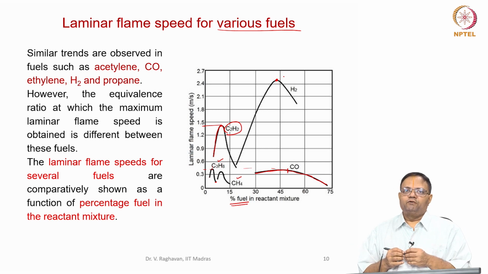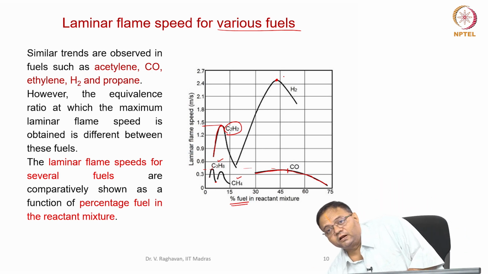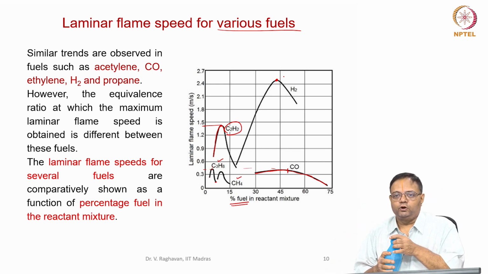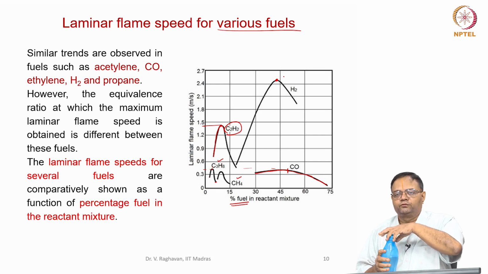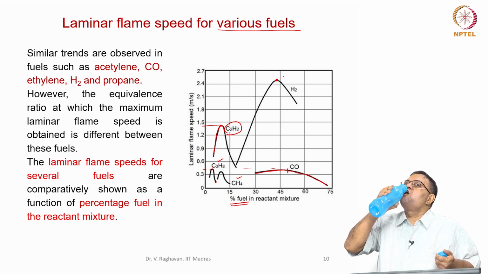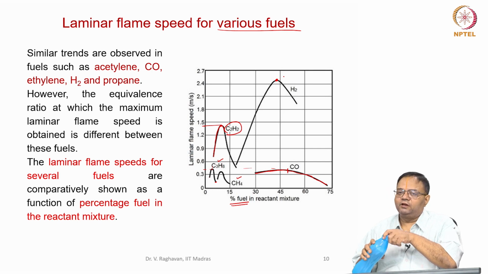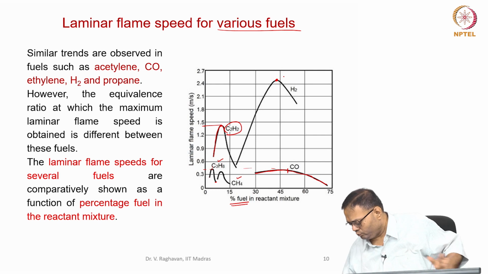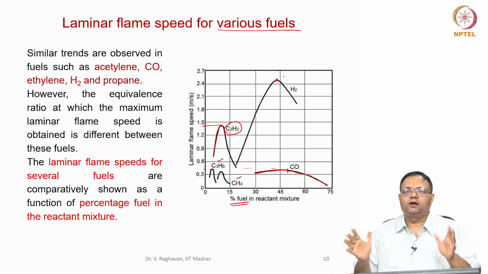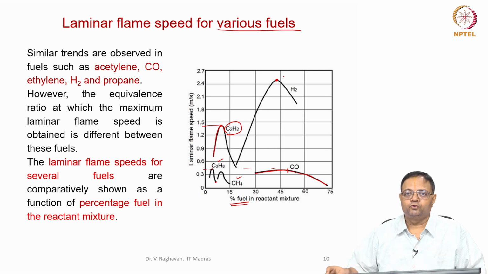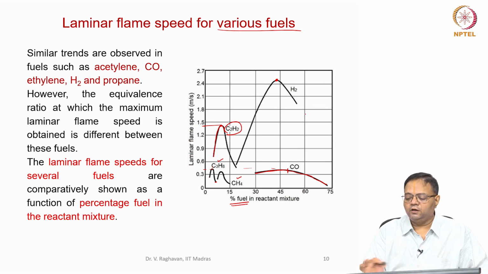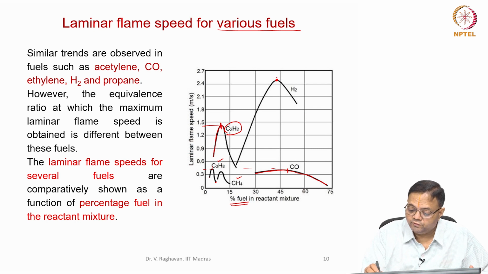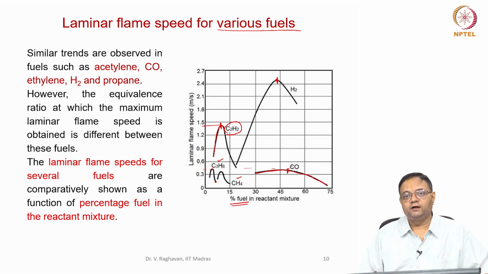So the trends of variation of laminar flame speed with respect to the equivalence ratio or the percentage fuel in the reactant mixture are preserved for all the fuels. It increases when the equivalence ratio is less than 1 and reaches the maximum at equivalence ratio slightly more than 1, let us say, then further increase in the equivalence ratio creates a drop in the flame speed. So, all the fuels obey some trends, but the maximum values are different and the value of equivalence ratio at which this maximum is reached is also different.